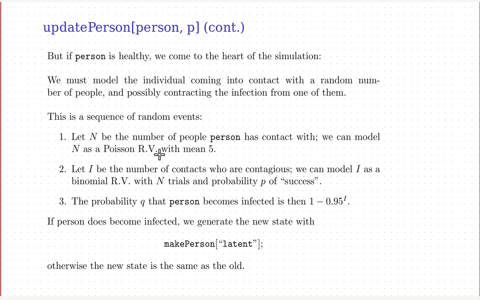But how many of those contacts will be contagious? Well, we have this number p that represents the probability that a randomly chosen person is contagious. So if you have n trials, so to speak, you have n contacts, and each contact has probability p of being contagious, then you can think of this as a series of Bernoulli trials, a Bernoulli process, and therefore the number of them being contagious is what's called a binomial random variable.